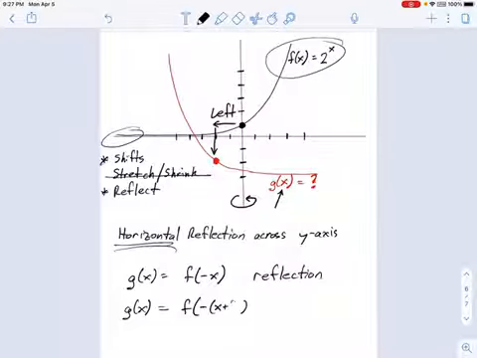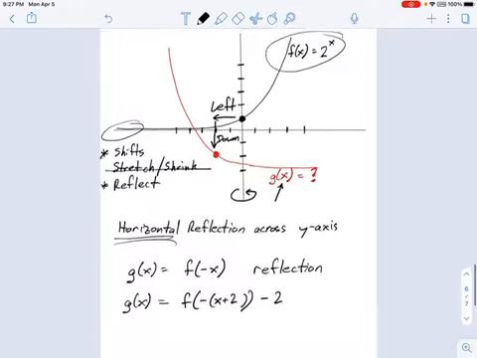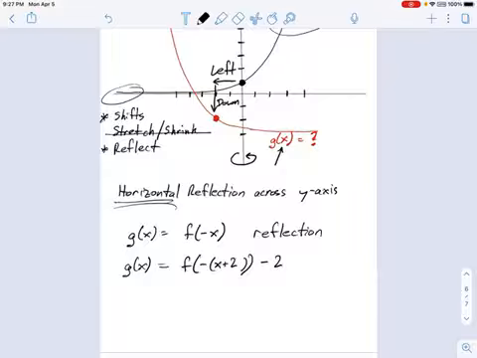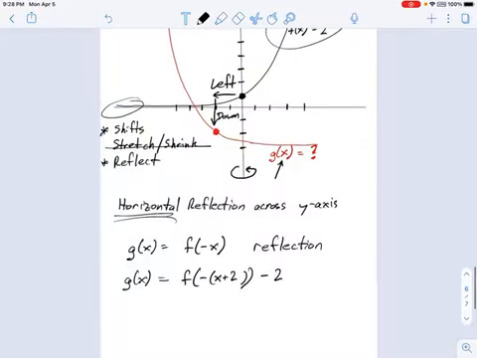So remember, a shift to the left is x plus 2. And then we're also going down by 2 units, so that's going to be a minus 2 outside the parentheses. So there we have it, f of negative x plus 2 minus 2. And now all that's left is just turning this into an equation, which shouldn't be too bad.